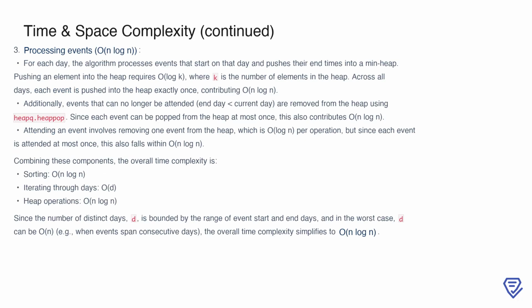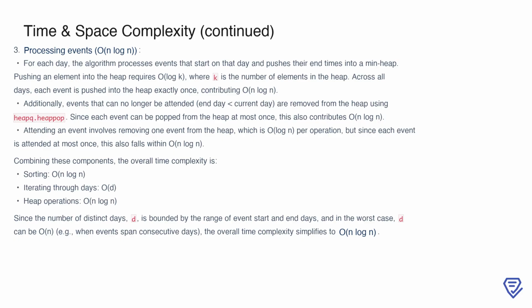Now, let's focus on the processing of events, which involves managing a min heap. For each day, the algorithm adds the end times of events starting on that day into the heap. This insertion operation takes log k time for each event, where k is the number of elements in the heap. Across all days, each event is added to the heap exactly once, which results in a total complexity of n log n for all insertions.